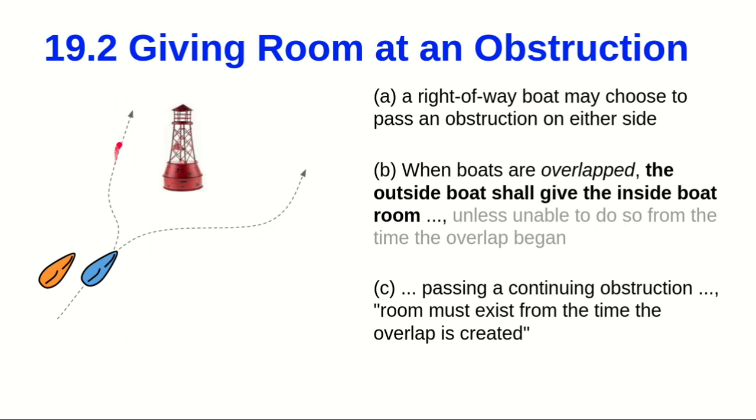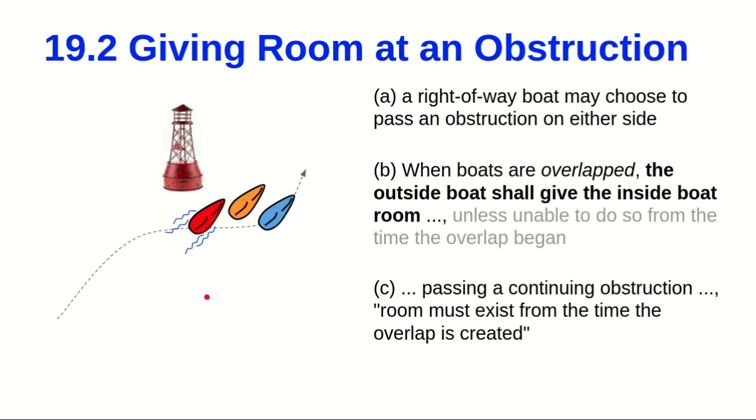If blue goes up here, 19 does apply, but doesn't really need to apply because blue can push orange up as much as she likes because blue is the right-of-way boat. But if blue decides to go this way, then when boats are overlapped, the boat outside shall give the inside boat room. If blue goes this way, she becomes the outside boat and orange is the inside boat. Blue must give her room to pass the obstruction. So let's see what that looks like. Blue has to come down so she doesn't scrape orange off on the obstruction. And around she goes and has given orange lots of room to pass this obstruction.